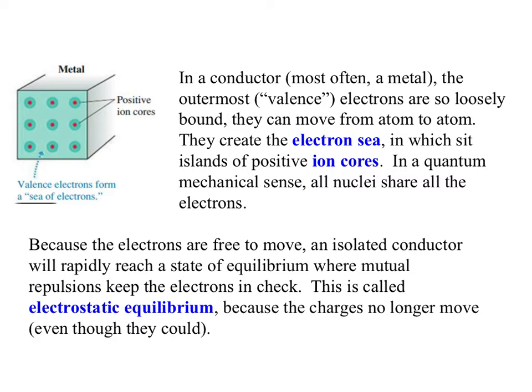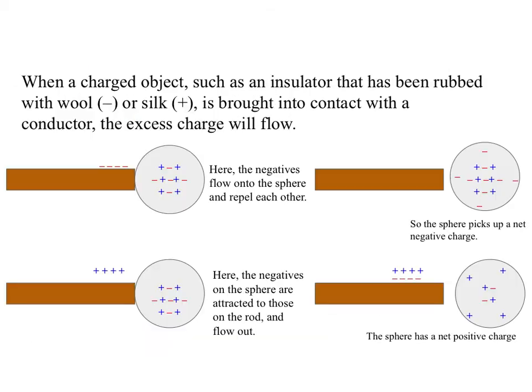Because the electrons are free to move, an isolated conductor will rapidly reach a state of equilibrium where mutual repulsions keep the electrons in check. It's a little weird to say because they move, they don't. But what we really mean is that on a very fast time scale, they get to where those forces cancel out, because if there's any imbalance, they can move in response to it. This state is called electrostatic equilibrium because the charges no longer move, even though they could, in principle, do so.